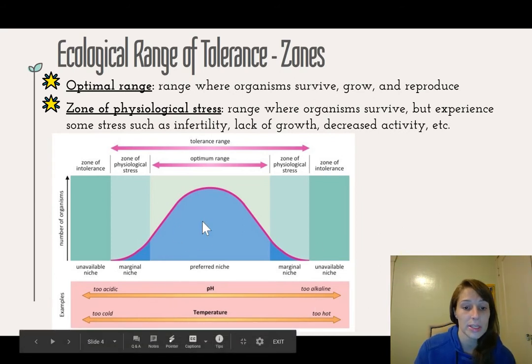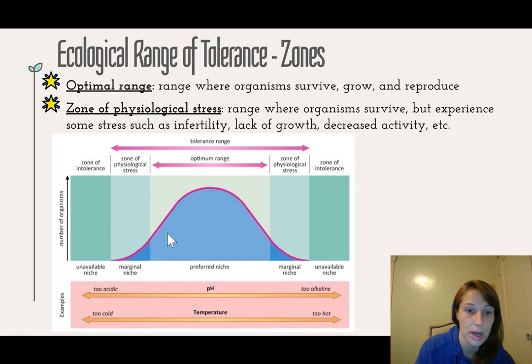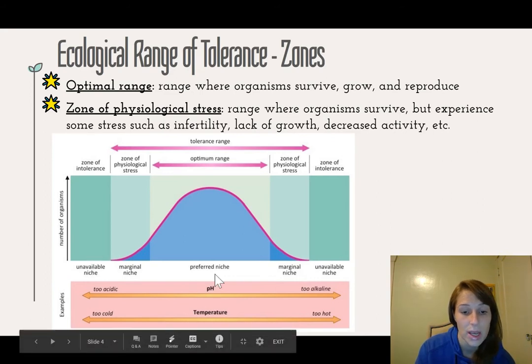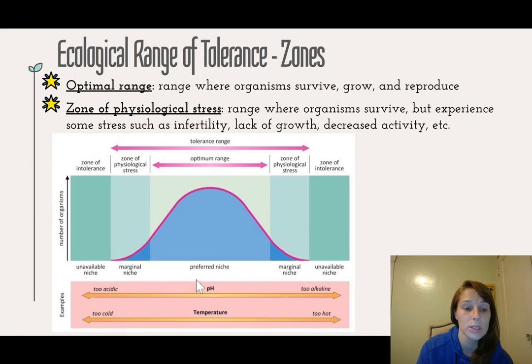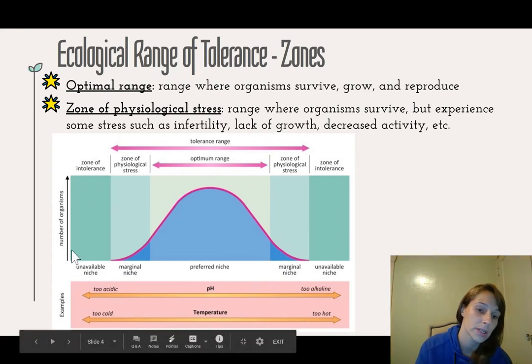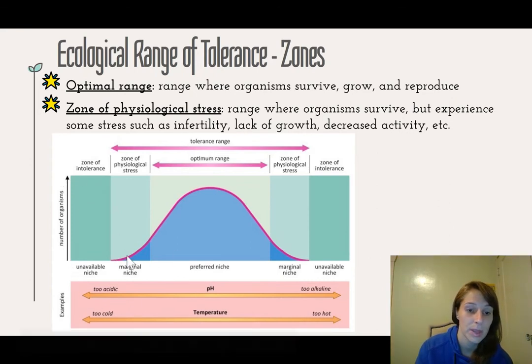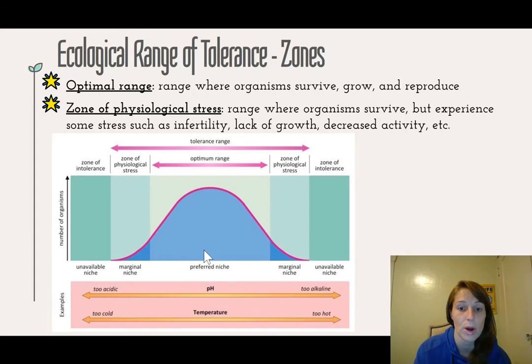So if we're looking at this graph here, this represents the population of this organism where it's found. So maybe we're looking at the range of pH and temperature. Right here in the middle is going to be the optimum range. And this is where you're going to find the most number of organisms. If we're looking at the y-axis here, the most number are going to be in this optimum range. It's their preferred niche, that habitat where they want to be.